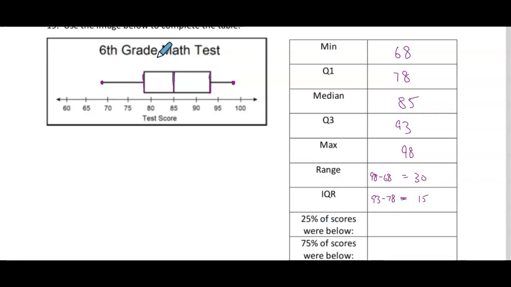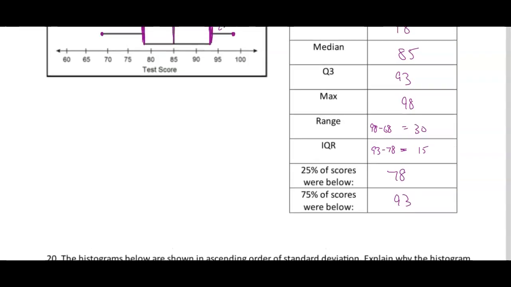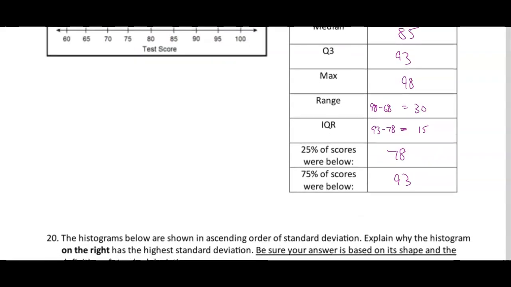25% of scores were below. So remember, these are in increments of 25. So 25%, 25%, 25%, 25%. So if I want 25% below, that needs to be this Q1 number. So that's 78. And then 75% of scores were below. So that means 25, 25, 25. So it's here, and that's Q3. And that's 93. All right, and then that's it for the interpretation on number 19.